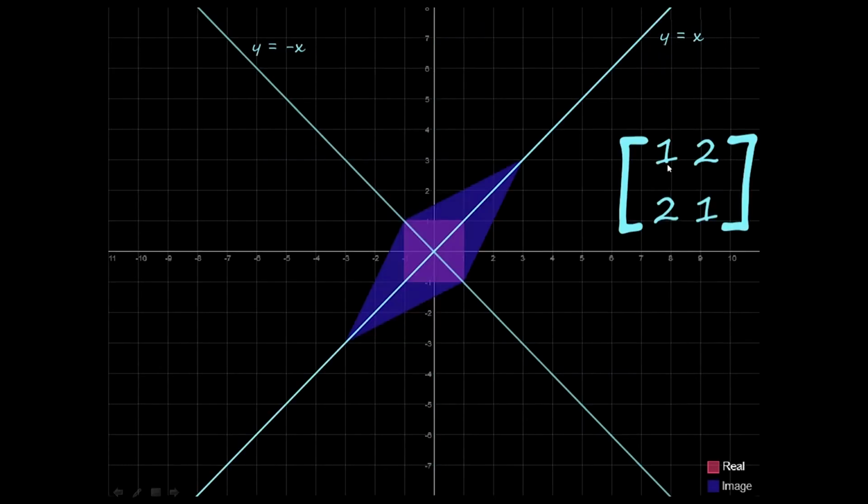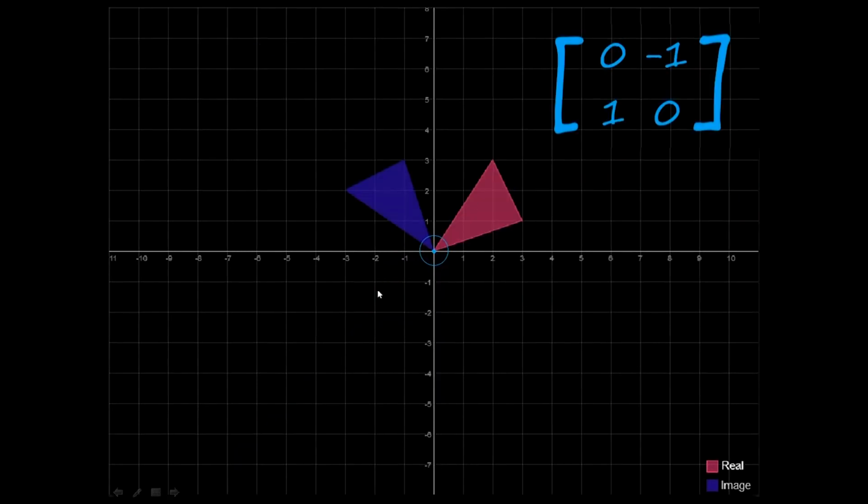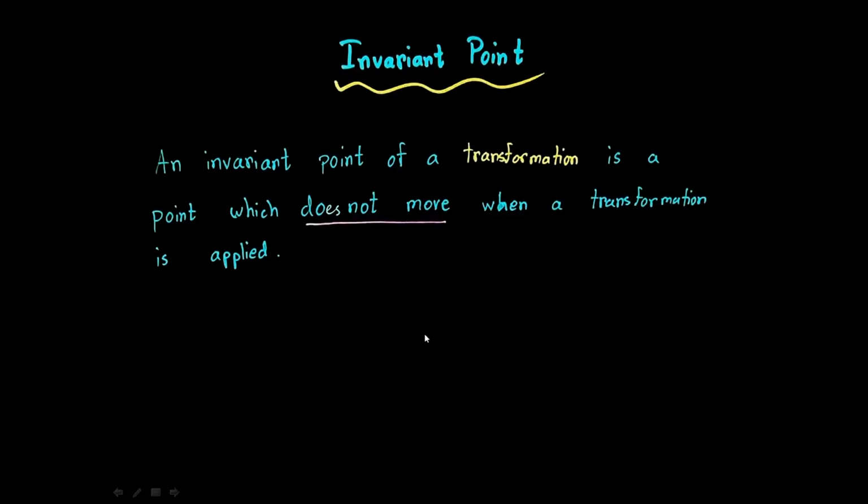And the matrix (1, 2; 2, 1) has two invariant lines. We can see here the invariant lines are y equals minus x and y equals x. And every point on the invariant line is being mapped onto the invariant line. And then the rotation matrix (0, 1; -1, 0) does not have any invariant line, but rather it has an invariant point. Yes, there can also be invariant points. The definition of an invariant point is that it is a point which does not move when a transformation is applied on it. So any invariant point is mapped onto itself.